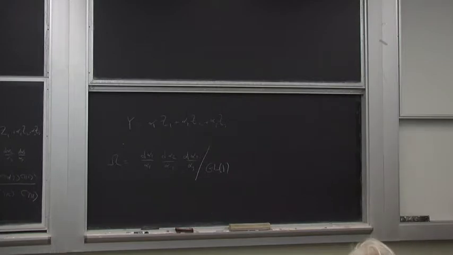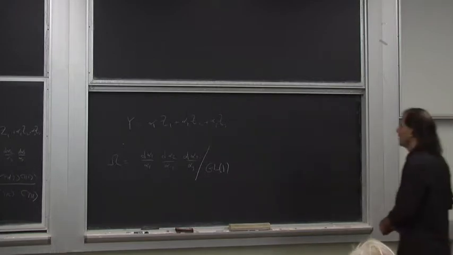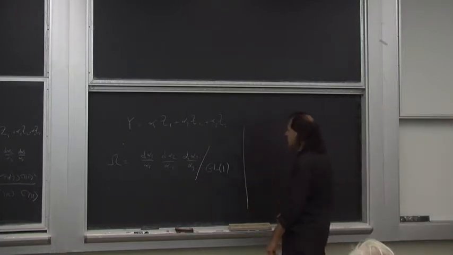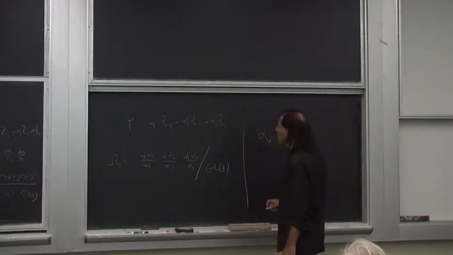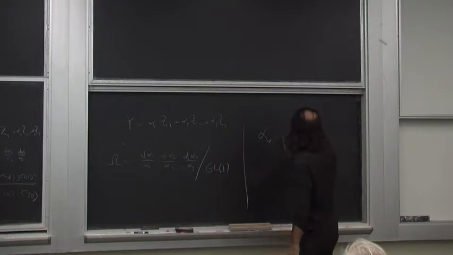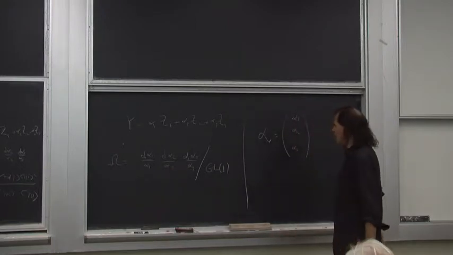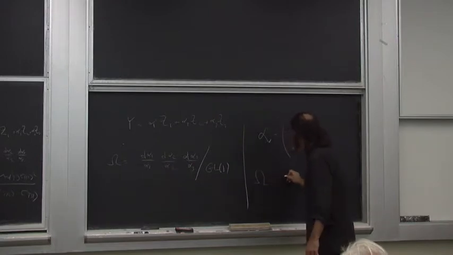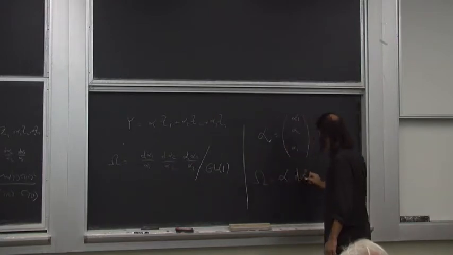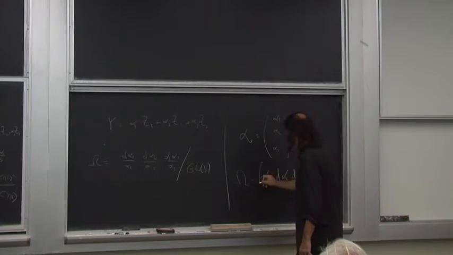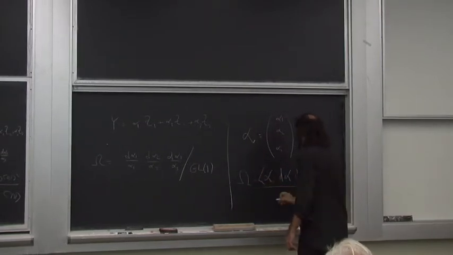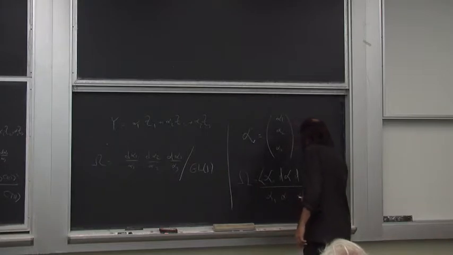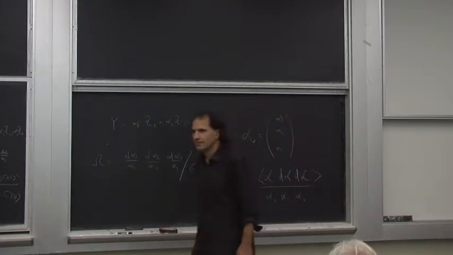There's actually a nicer way of writing it. The nicer way of writing it is I can write like this. Imagine I group all of these alphas into a big vector like alpha 1, alpha 2, alpha 3. Then another way of writing this omega is that omega is alpha d alpha d alpha over alpha 1, alpha 2, alpha 3. Okay?